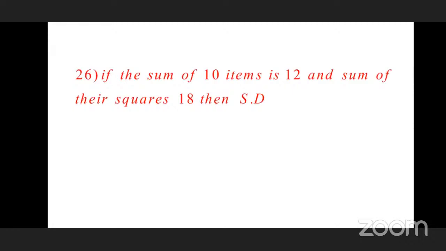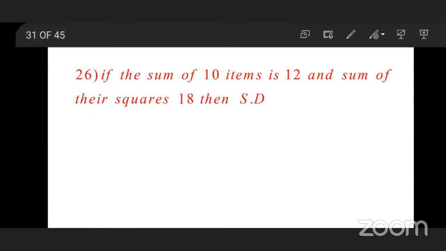If the sum of 10 items is 12 and the sum of squares is 18, then what is the standard deviation? What is given? The sum of 10 items is 12 only. Sum of 10 items is equal to 12. What does sum mean here? x1 plus x2 plus x3 plus so on, x10 is equal to 12.